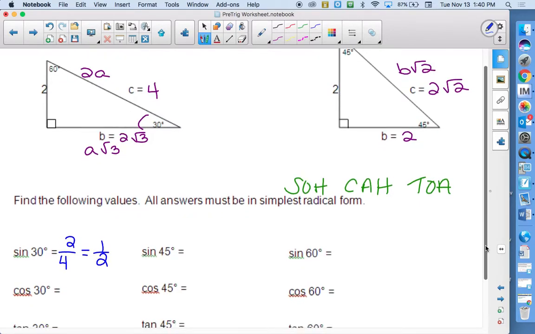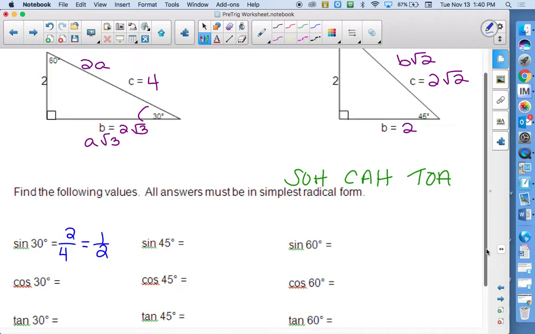Libby, how about the cosine? What will we use for that one? 2 square root of 3, and the hypotenuse is still 4. And that reduces to 1 and 1, or I guess you could do square root of 3 over 2. Perfect. Yeah, keep it as one fraction. The square root of 3 over 2. I know that seems weird, but just keep it in one fraction instead of saying a half square root of 3. Just square root of 3 over 2.